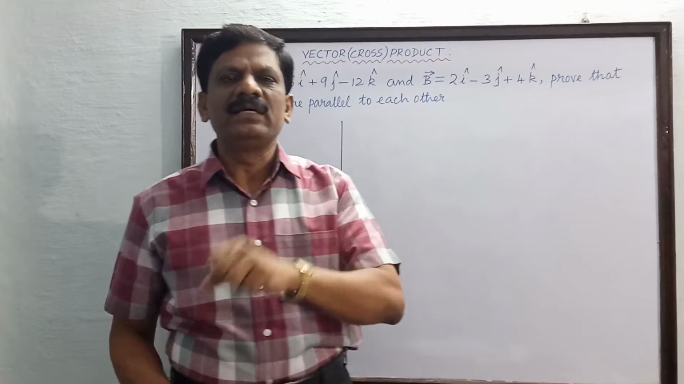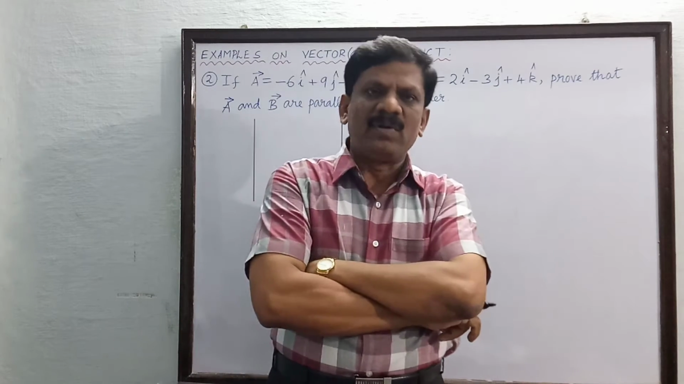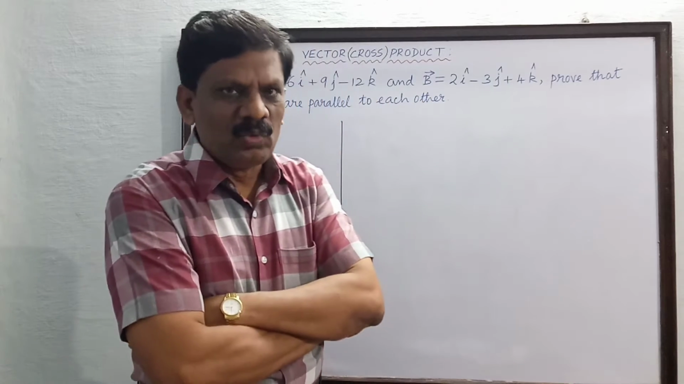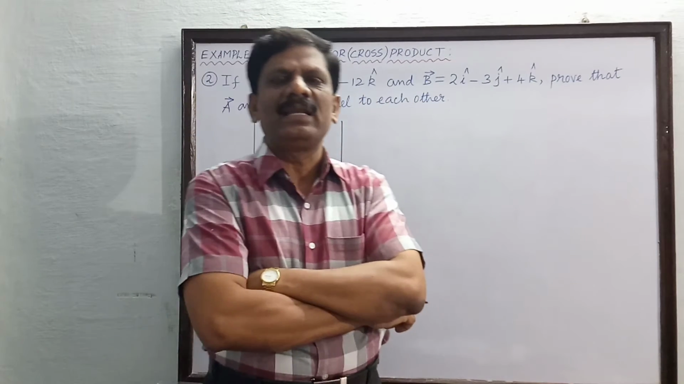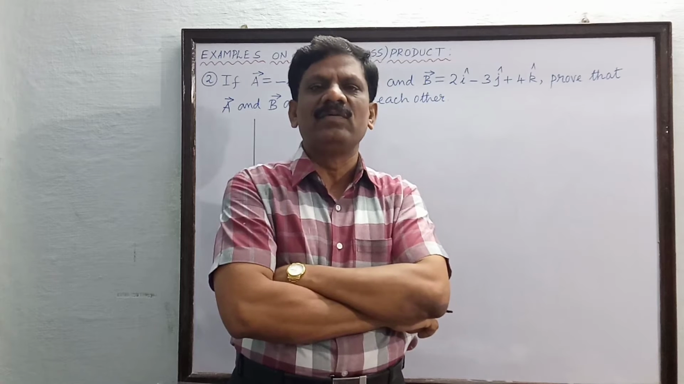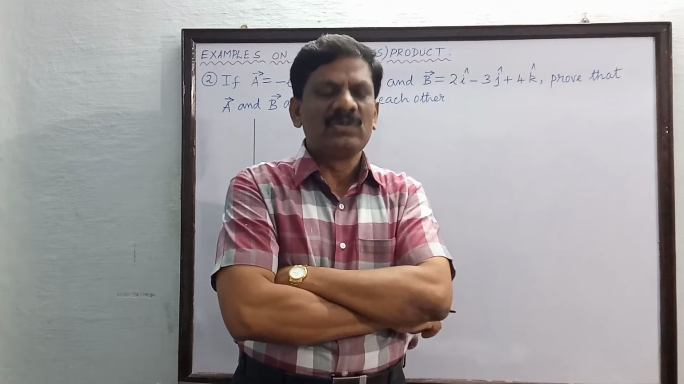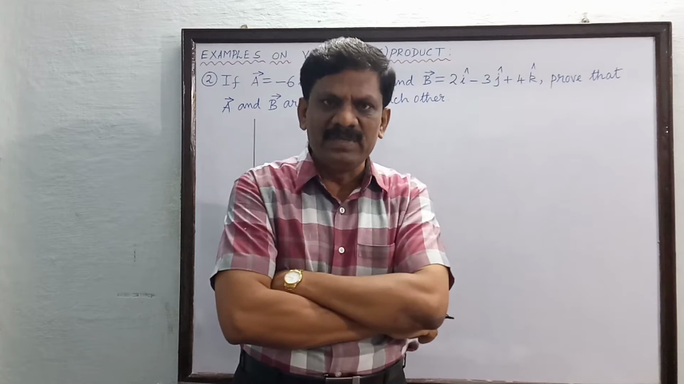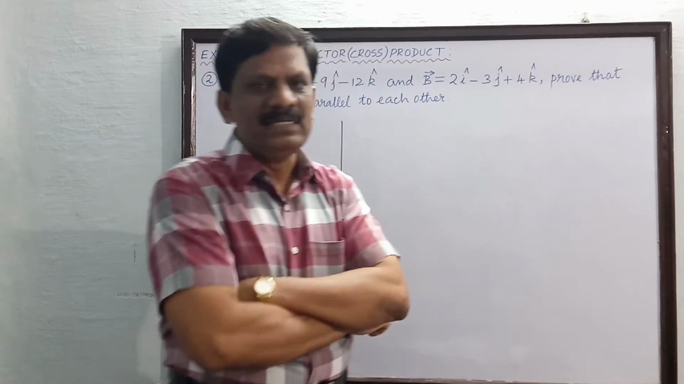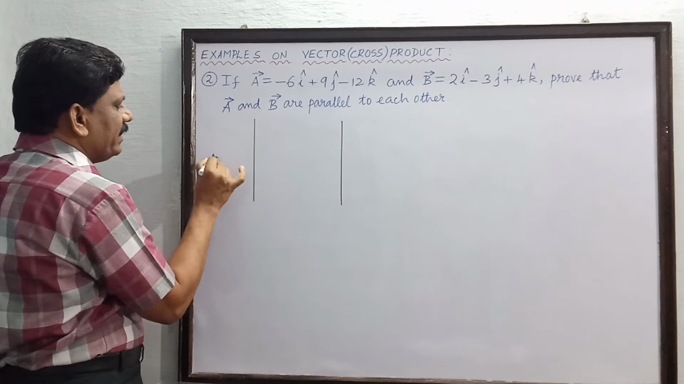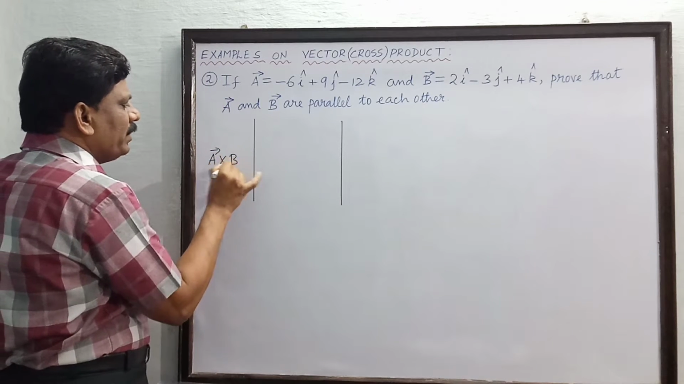Now while studying the properties of the cross product, we have stated one property that when two vectors A and B are parallel to each other, that is theta is equal to 0, then A cross B is equal to 0. So here we have to prove that A cross B, the vector product of A and B, is equal to 0.